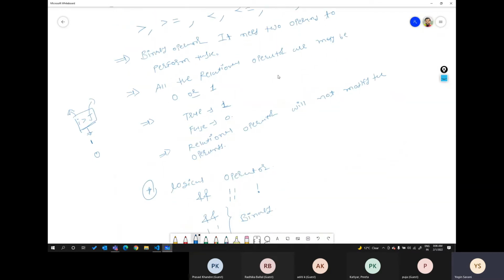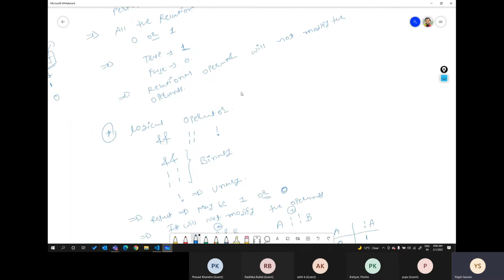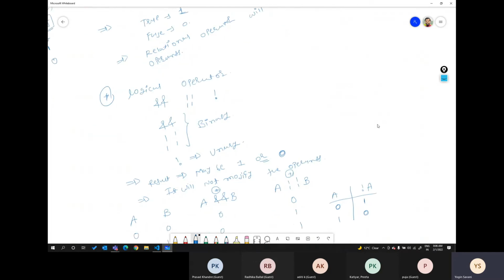The result of a relational operator is either 0 or 1. It compares and gives true or false only. If the condition is true, it gives 1; if false, it gives 0. Relational operators do not modify the operands.